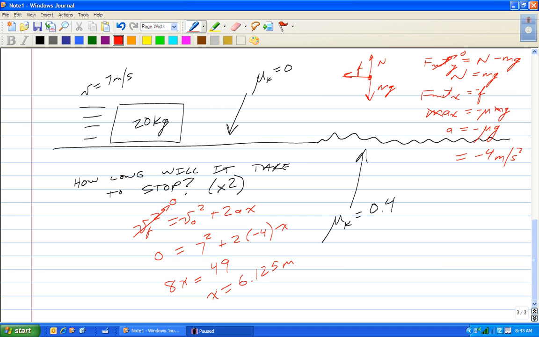And then for the time, there are a couple of different ways we can find it. Quadratic is the hardest way to do time, I would say. You can use that acceleration is change in velocity over time. So time is change in velocity over acceleration, which is negative 7, because final is 0 minus initial 7, divided by negative 4. And that's just 1 3/4 seconds.